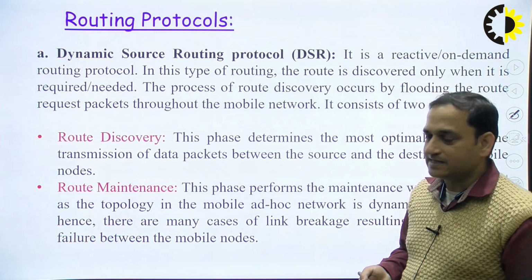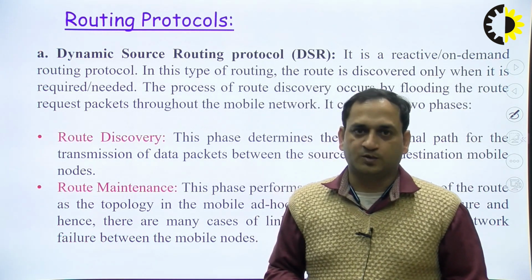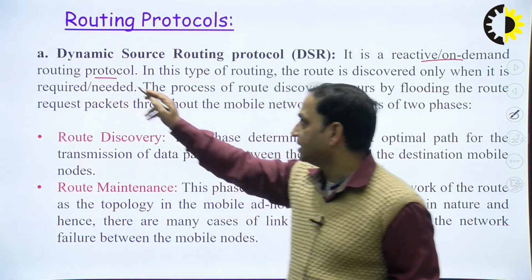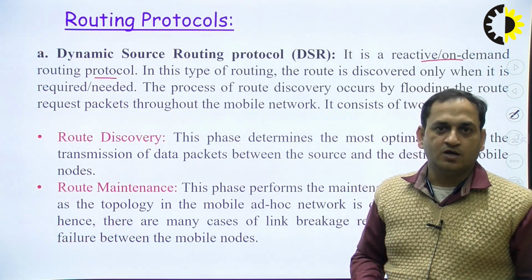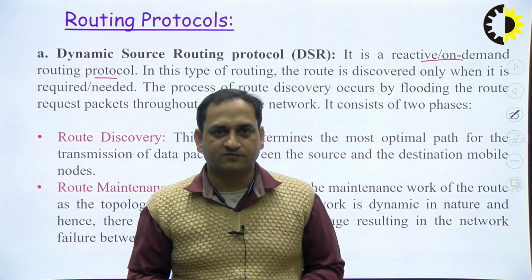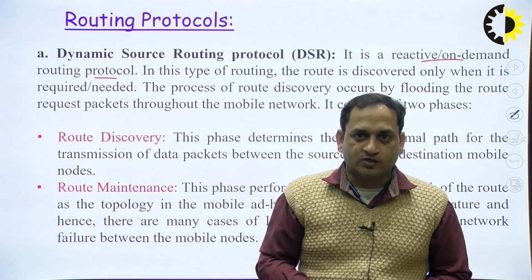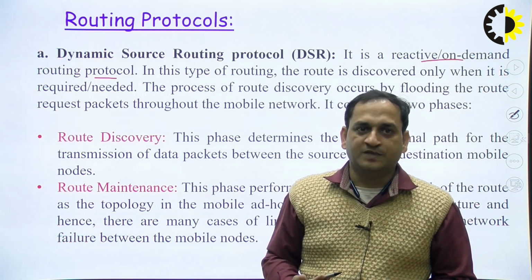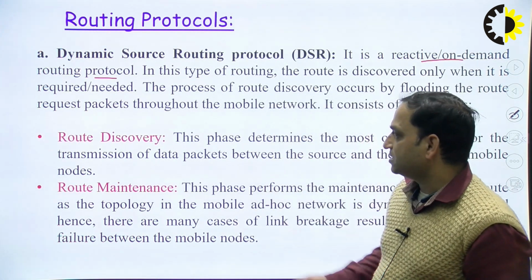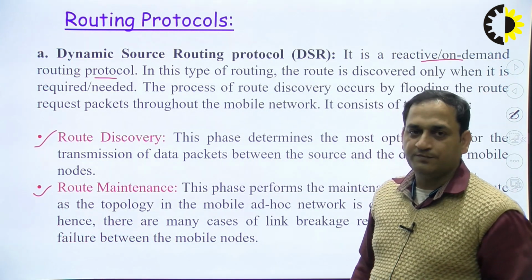That is DSR, as I have given as the example. It is completely based on the reactive, on-demand routing protocols. In this type of routing, a route is discovered only when required or needed. The process of route discovery occurs by flooding route request packets throughout the mobile network, as I just mentioned in the previous slide, and it follows two phases. The first phase is route discovery, and the second phase is route maintenance.